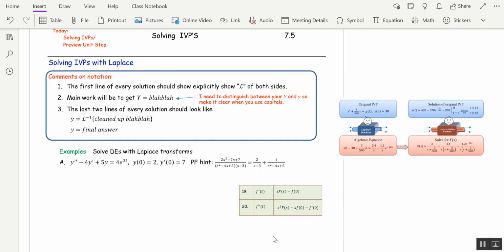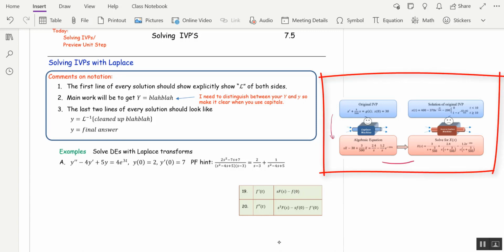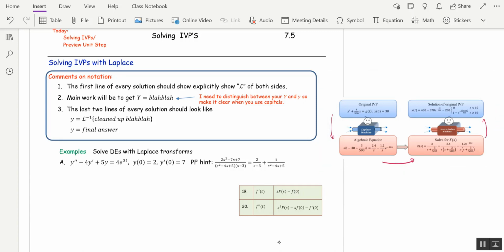To section 7.5. Today we're going to solve initial value problems using Laplace transforms. Back in the beginning of the chapter, we started looking at this circuit and we did each piece separately, but today we're going to complete the circuit on 3 different problems. Then we're going to take a preview of the unit step function.